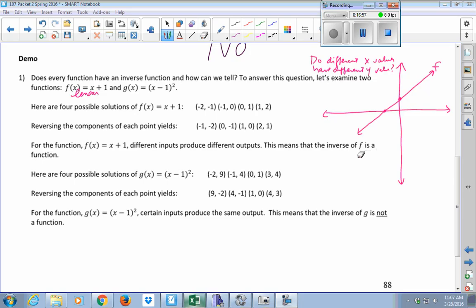So sometimes if you know what the graph looks like and you say, this function's always increasing or it's always decreasing, it has an inverse function. All right, so that's worth writing down for yourself.